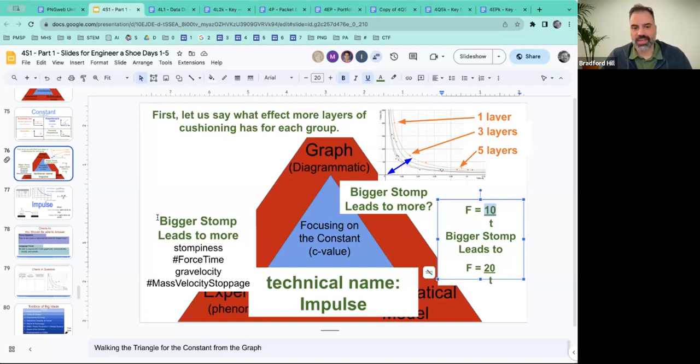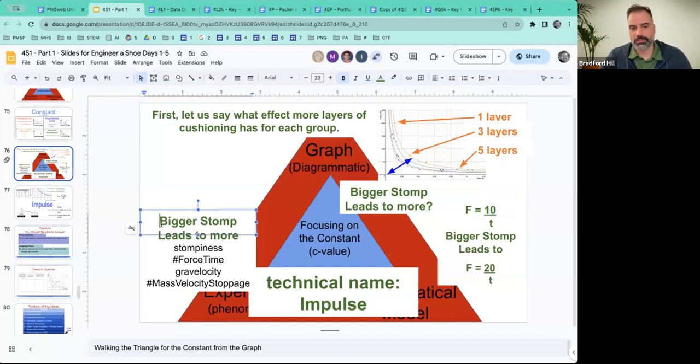Yep. And then at the end, just to show, there's, of course, one technical way, which is really nice to have, but there's a lot of different ways to say it. Stompiness. A lot of students say something like force time. It's the combo of force time. These last two have come up many times.